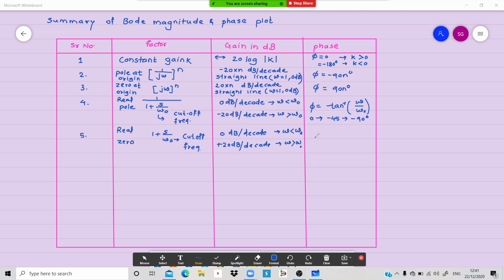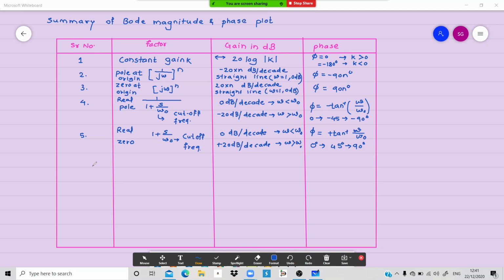Correct? And we got phi, no, it was not minus, it was plus tan inverse of omega upon omega 0. A mirror image was there, right? That means from 0 through 45, it was reaching 90 degrees. It starts at 0 degree.